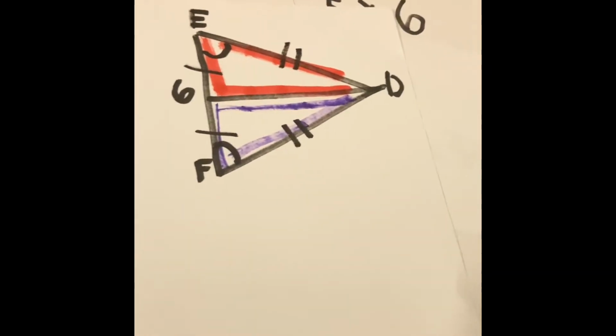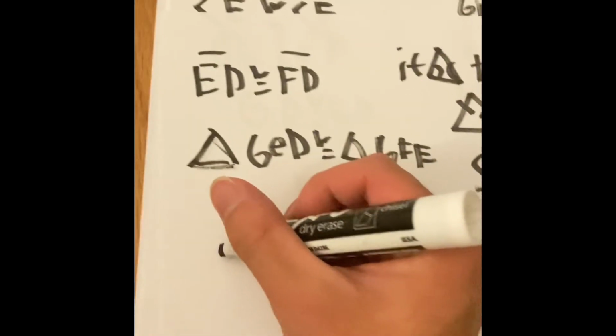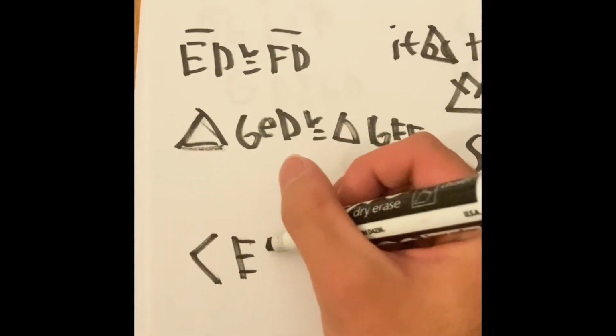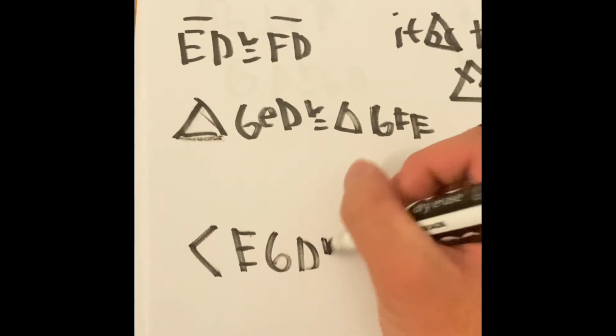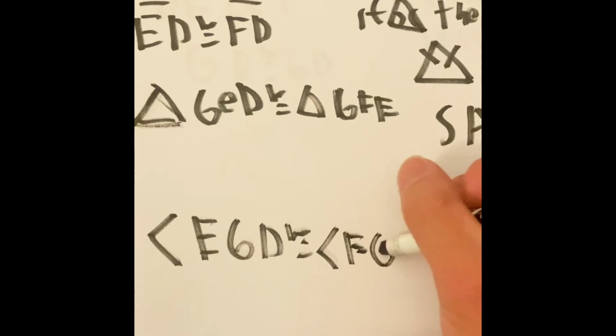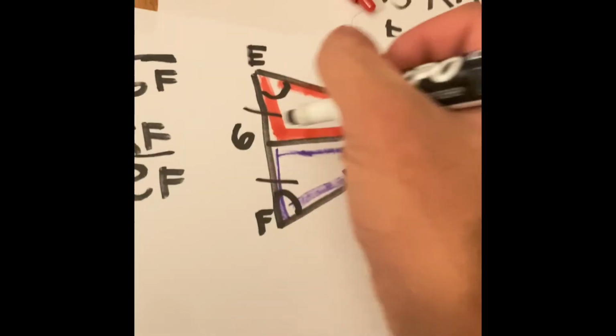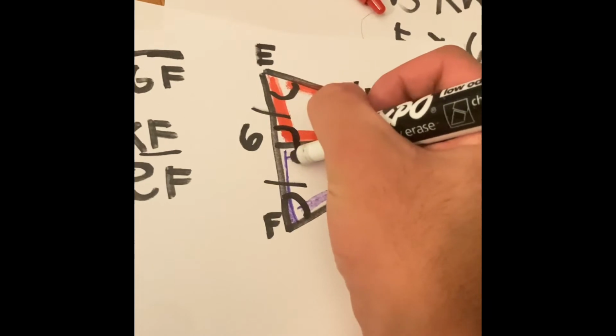So now after that, we can also say that angle EGD is congruent with angle FGD. The reason why we say that is CPCTC. So now we have proven that this angle and that angle are congruent.